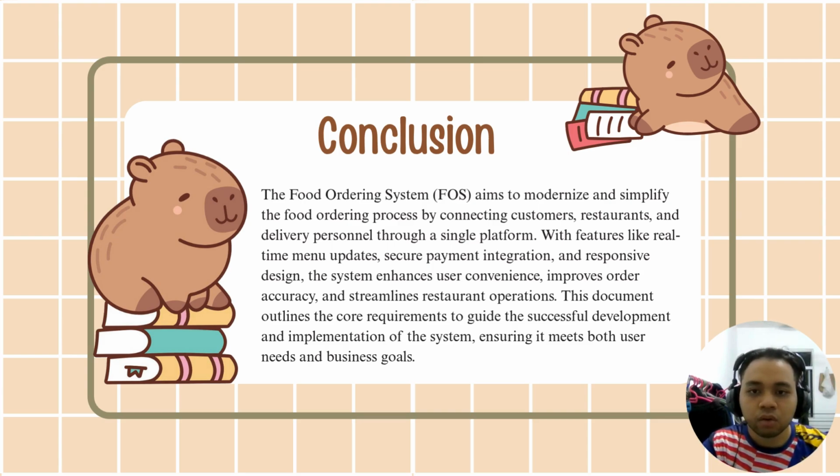Okay, the last part is the conclusion. The food ordering system (FOS) aims to modernize and simplify the food ordering process by connecting customers, restaurants, and delivery personnel through a single platform. With features like real-time menu updates, secure payment integration, and responsive design, the system enhances user convenience, improves order accuracy, and streamlines restaurant operation. This document outlines the core requirements to guide the successful development and implementation of the system, ensuring it meets both users' needs and business goals.